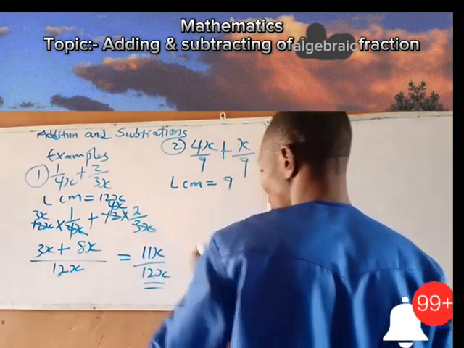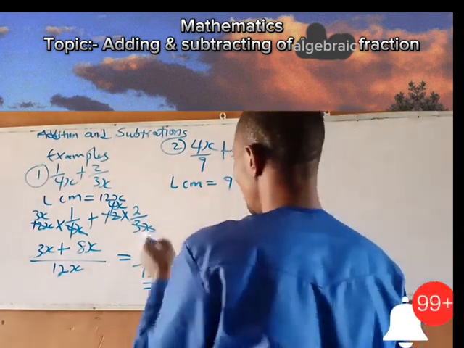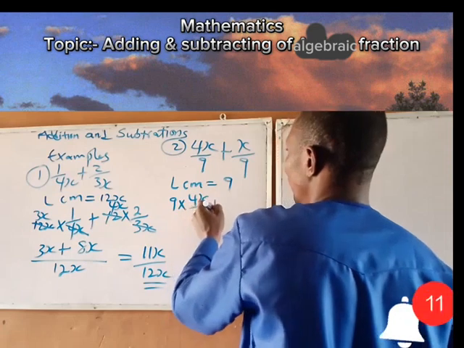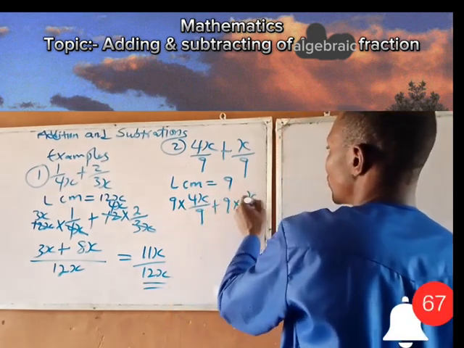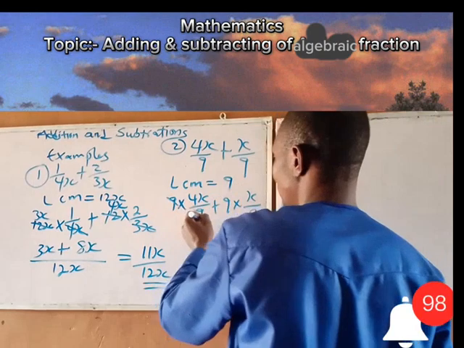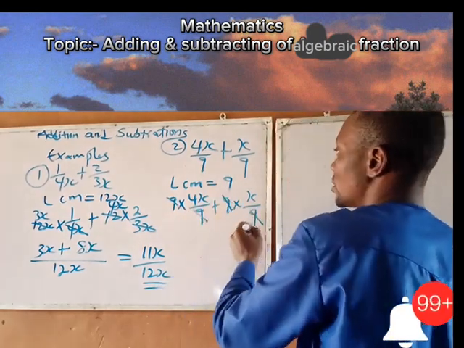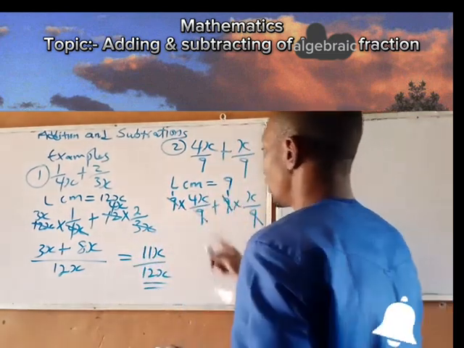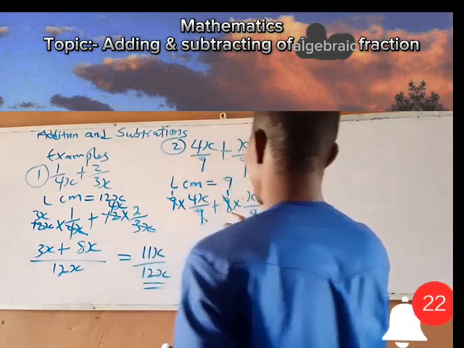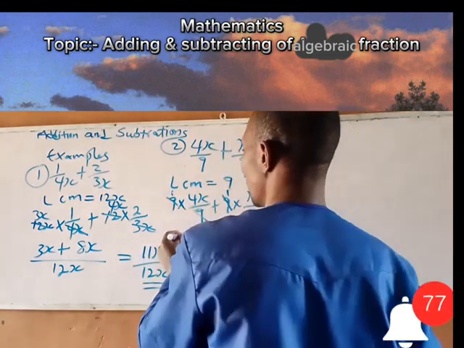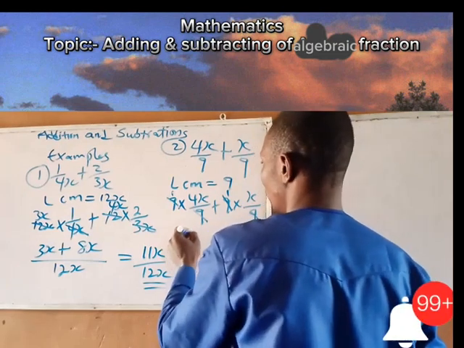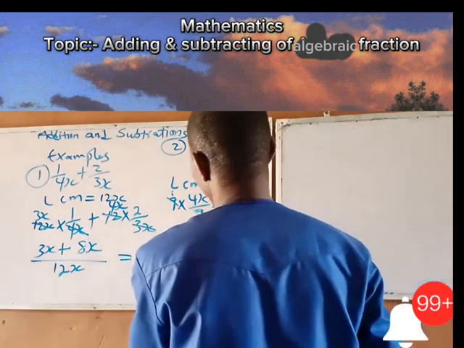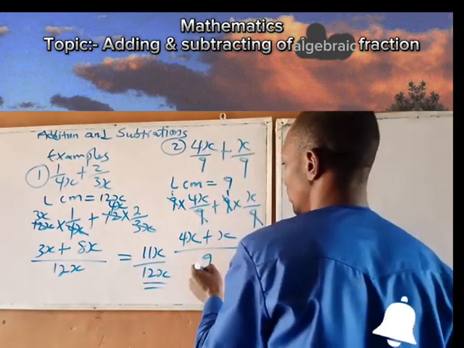So use the LCM to multiply each term. 9 multiplied by 4x over 9 plus 9 multiplied by x over 9. This 9 will cancel this 9. This 9 will cancel this 9. So here we have 1, and here you have 1 too. 9 goes in 9 one time. So 1 times 4x, the answer is equal to 4x. 1 times x, the answer is equal to plus x. Divided by the LCM, which is 9.